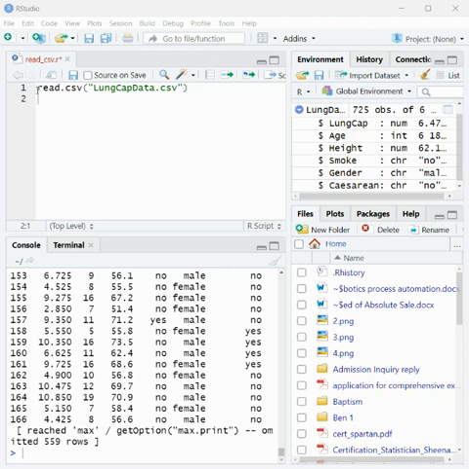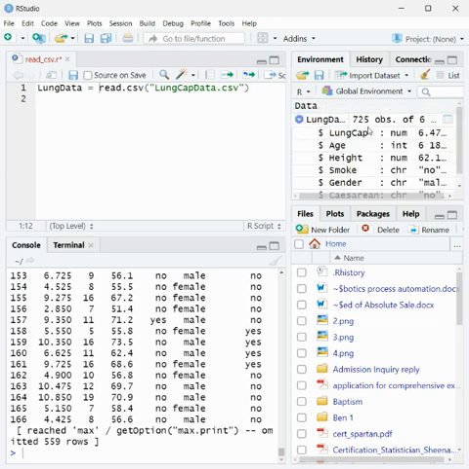That's CSV. So basically, in the previous video lecture, we stored the long data, read from the CSV. As you can see here, we have long data with 725 rows of 6 variables. So now let's compute the arithmetic mean.